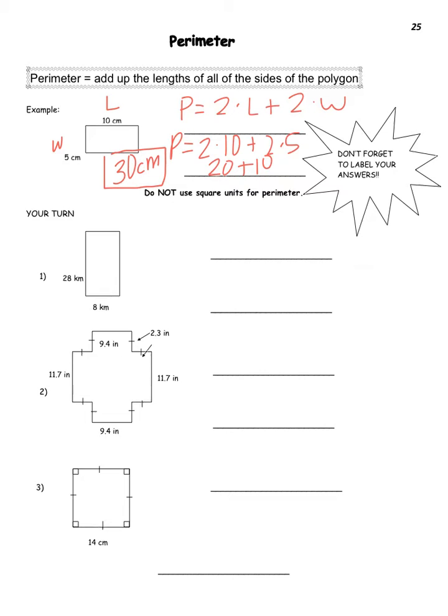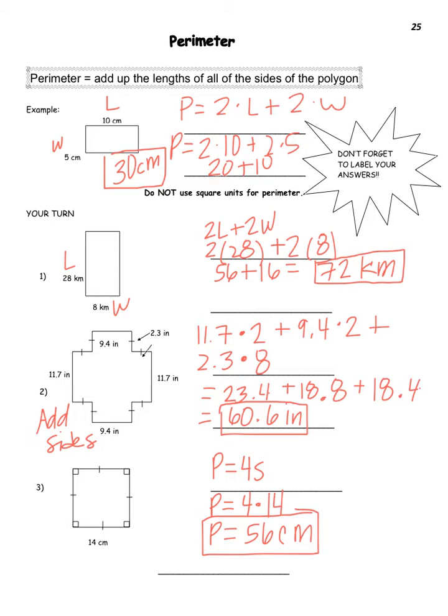So you need to make sure that you show all the work that's here for this problem. Go ahead and pause your screen and try these 3 problems under "your turn." Alright, so go ahead and check yourself. So for number 1, 2L, 2 times 28, plus 2W, which is 8. That gives you 56 and 16, which is 72.